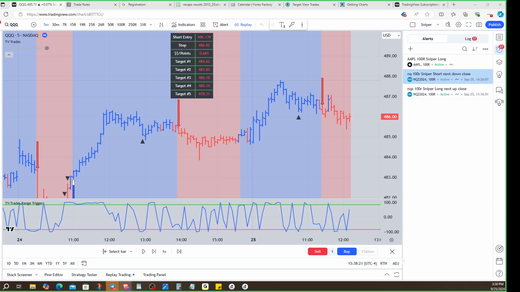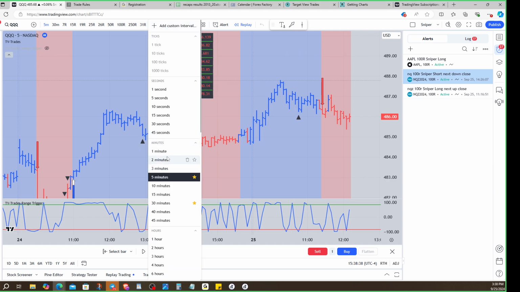What I wanted to show is, you have the opportunity there, and using the TV trades range trigger, it gives you a more precise entry. And this is on a 5 minute. I mean, you can break that down to an even smaller one. Wayne was just asking if I think the 5 minute is best.